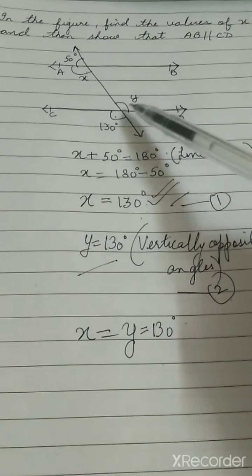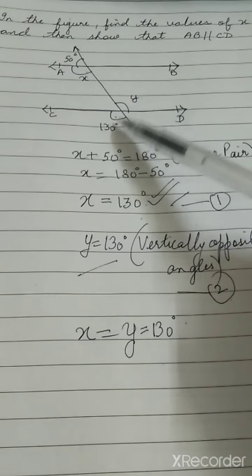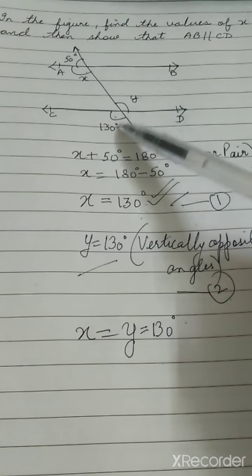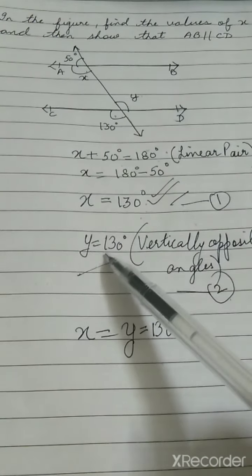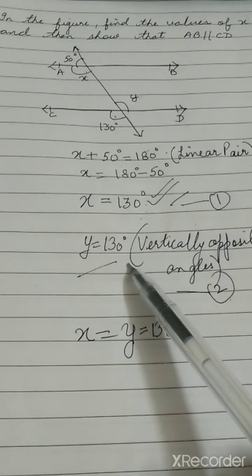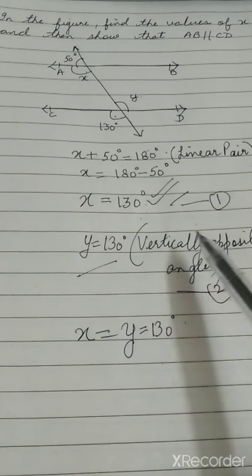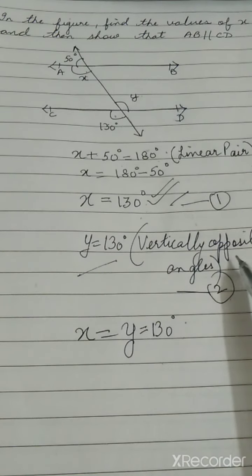Now we come to y and 130 degree. They are vertically opposite to each other, therefore they will be equal. So the second equation becomes y is equal to 130 degree. Write the reason, vertically opposite angles.